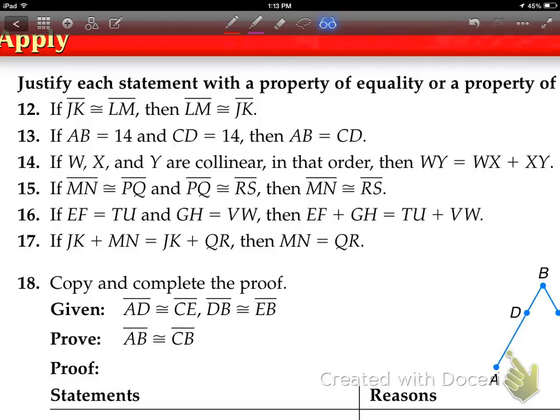symmetric, transitive, addition, subtraction, multiplication, division, substitution, distributive, or recently we have added the segment addition postulate. So on number 12, all that's happened is that they have switched the JK to the right side and the LM to the left side. And we're going to call this, again, the symmetric property. So symmetric will be our reason here. Symmetric. The symmetric property says you can switch the sides of an equality.